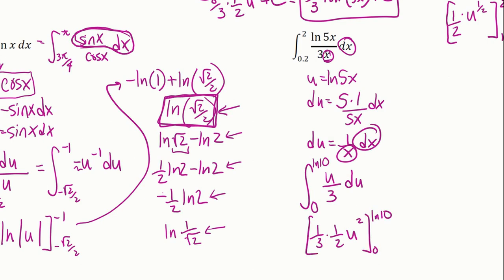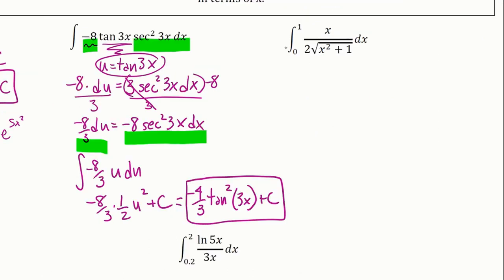And then when I plug in the numbers, I get 1/6 ln squared of 10 minus 0, so just 0. So I just get 1/6 ln squared of 10. Okay, so look through this, make sure you understood those examples. And yeah, that's it for u substitution.